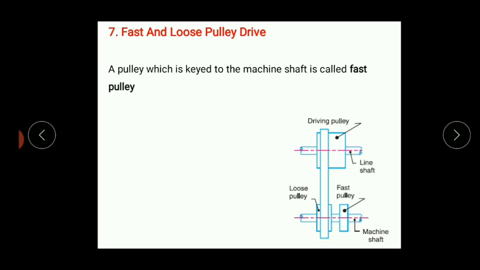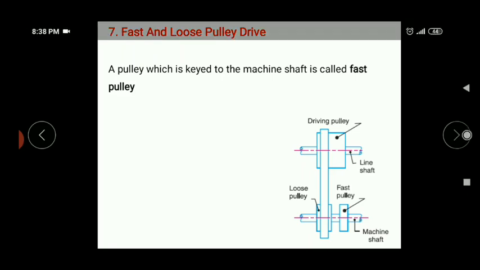One more pulley is mounted over the driven shaft with the help of a bearing. When this pulley, called the loose pulley, is rotated with the help of the belt, because of the presence of the bearing, that pulley itself will rotate, but it won't drive the driven shaft. You can observe here from this video. I will show it here.